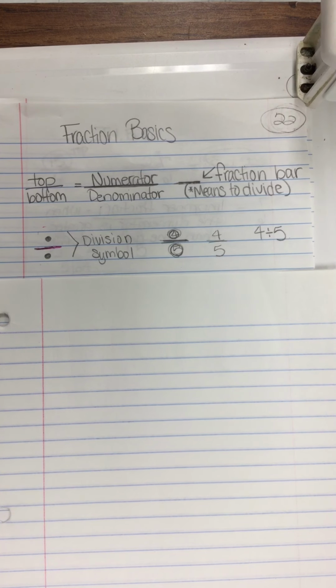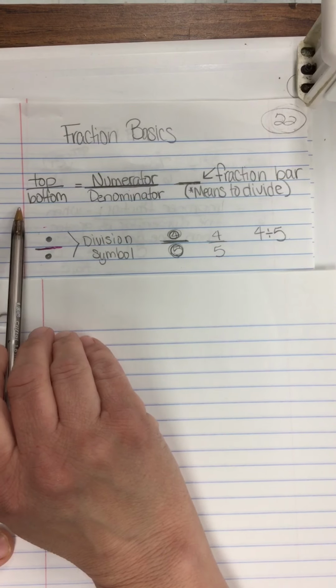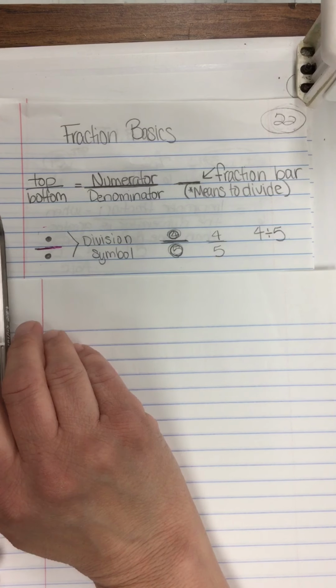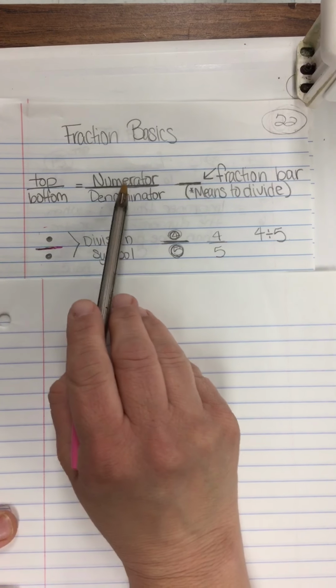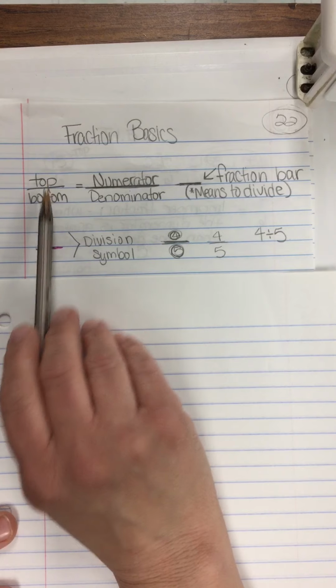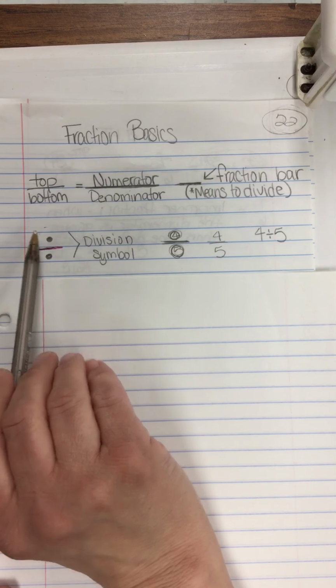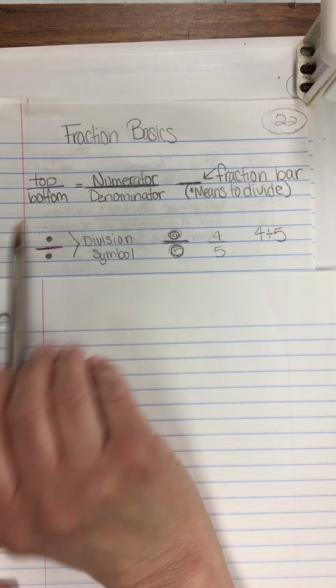Okay, fraction basics. This is stuff you should know from 3rd and 4th grade. We're just going to quickly review it. I want you to write this down in your journal just so that you have it and can refer back to it. The numerator is the top number, and the denominator is the bottom number.